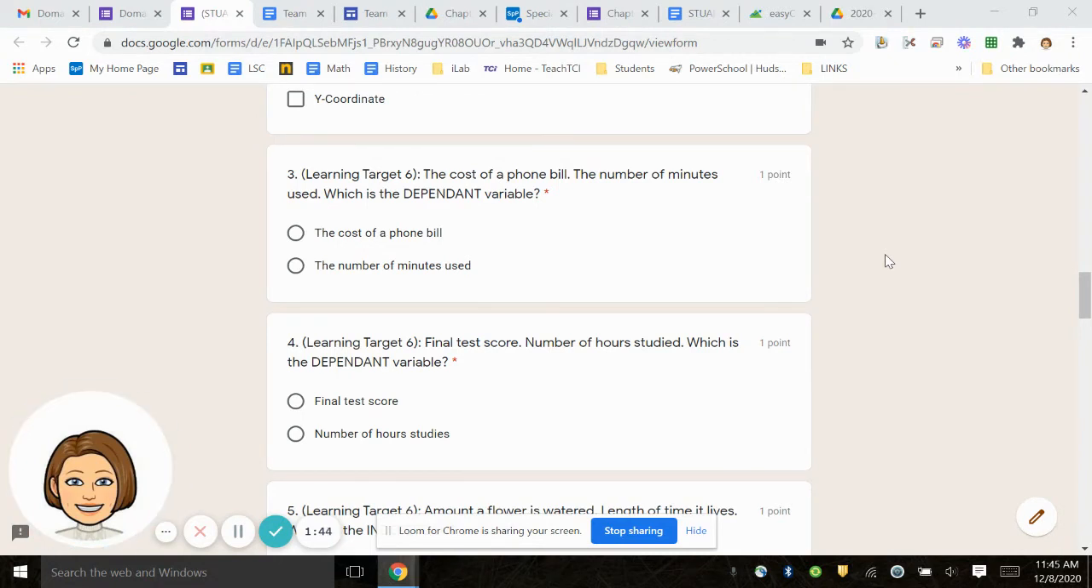Number 3, which of these is the dependent variable? The cost of a phone bill. The number of minutes is used. So think about which one depends upon the other one. The cost of the phone bill or the number of minutes used.